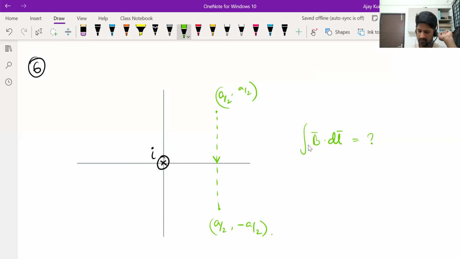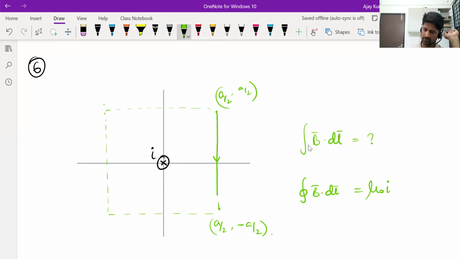So you imagine a square like this, square path. Square path is a closed path. You can apply Ampere's law and you can tell the result for that complete closed path. So for the complete closed path, integral B dot dl is mu naught I. But you were not asked for the complete closed path. You are asked only for one side of it. What will the answer be?